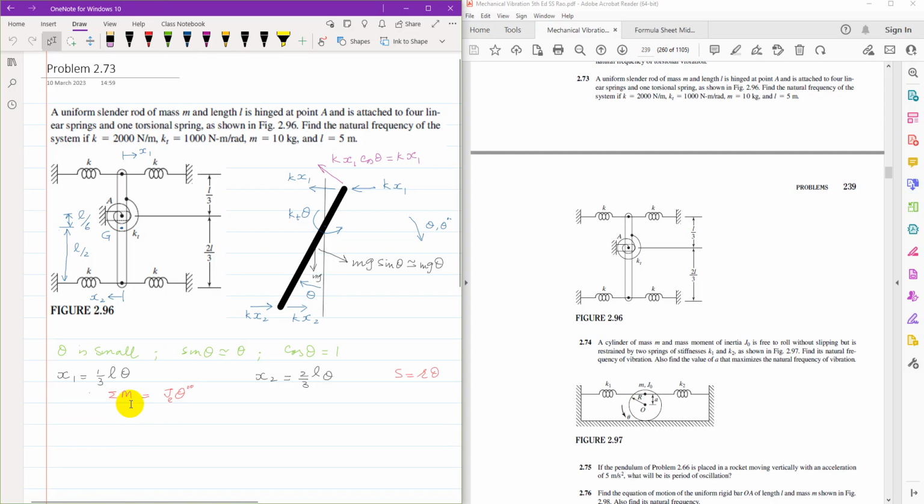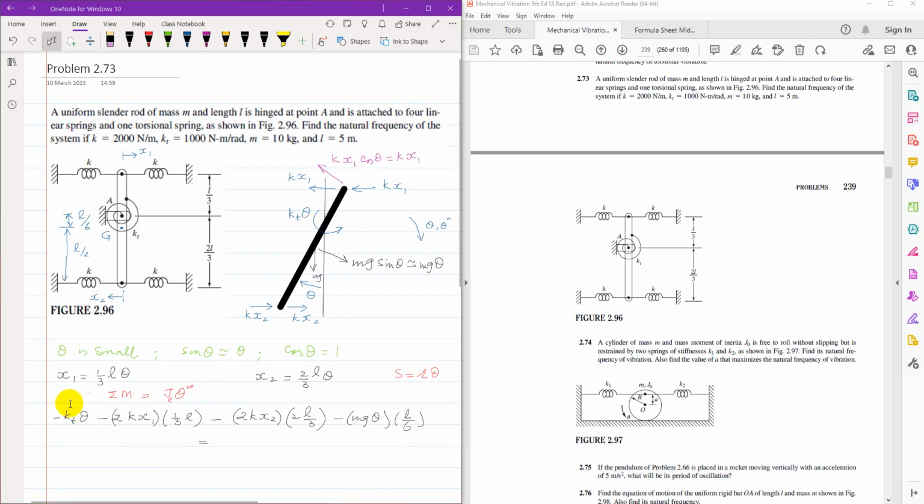So the sum of moments: these two forces, their moments are multiplied by the radius of rotation for that point, which is L over 3. And then for these two forces, multiplied with 2L over 3, and then mg sine theta, and the distance between G and A is L over 6, and then kt theta. That is the fourth moment. So there are four moments which are opposite to the direction of motion, so all will be negative, and the sum of all those moments is equal to J equivalent theta double dot.